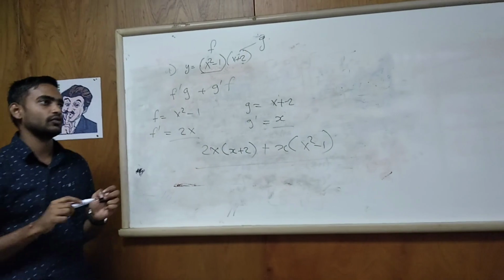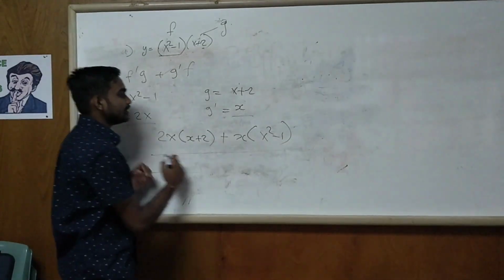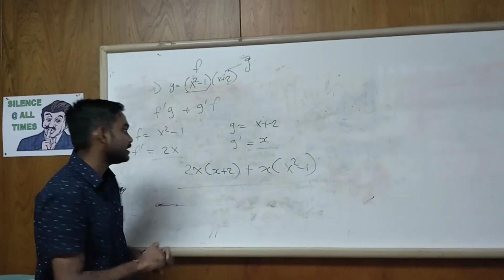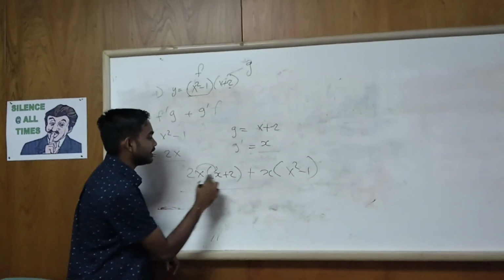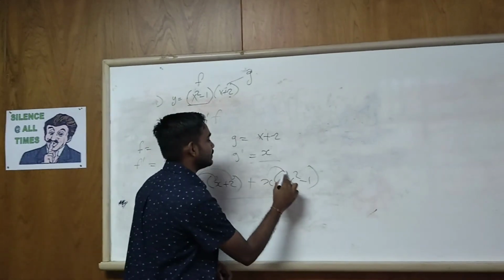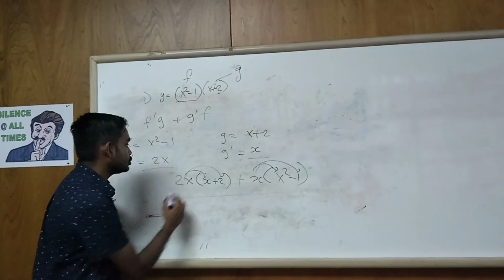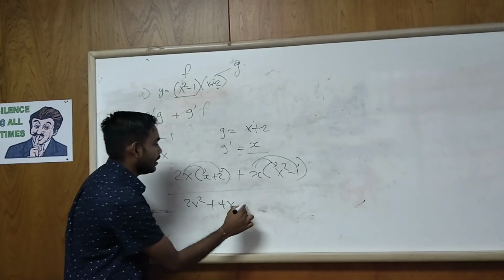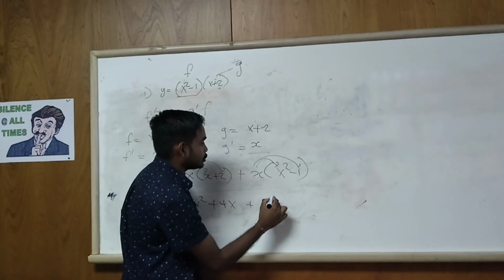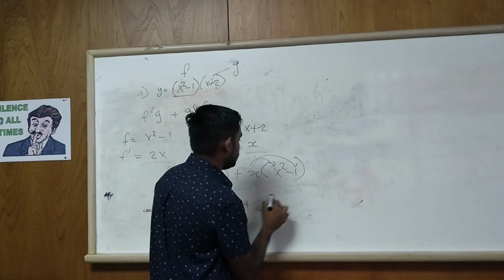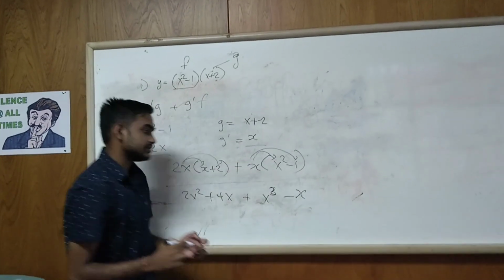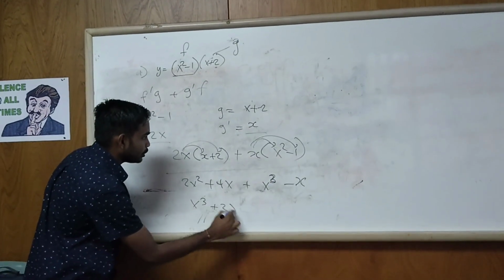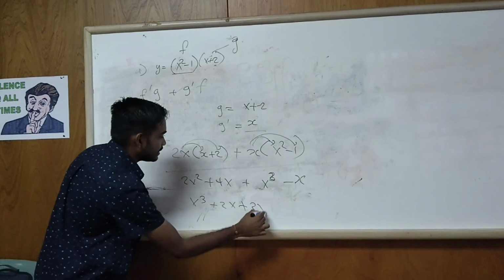That's your full mark. You can leave your answers here for full marks, or if the question asks to simplify, you can always simplify this. So this one will multiply here, this one will multiply here, this one will multiply here, this one will multiply here, right? So 2x multiplied by x is 2x squared plus 4x plus x squared minus 1. Alright? So 3x squared plus 4x minus 1 is your final answer.